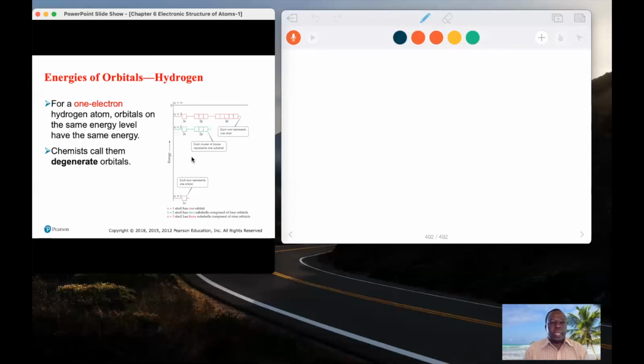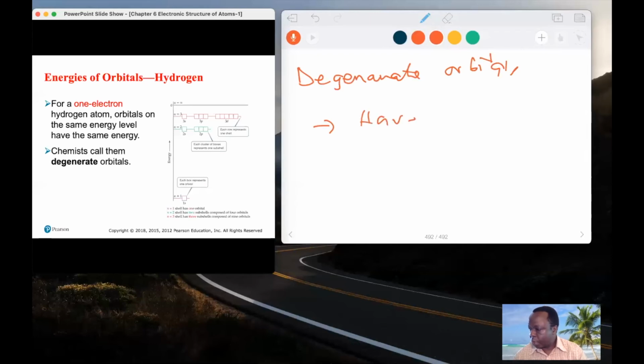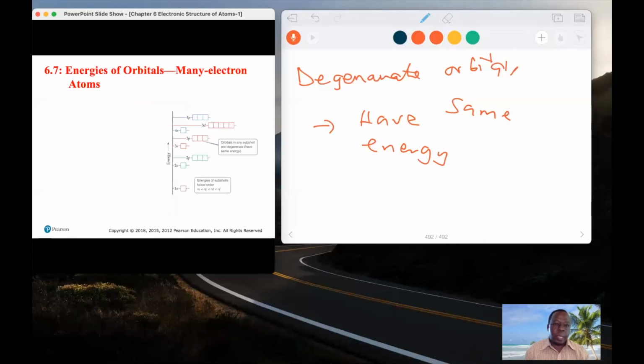We call these degenerate orbitals. That means they have the same energy. This term right here, degenerate, means having the same energy. We're going to use this in writing the electron configuration. Now, this pattern here, I don't want you to memorize this diagram. If you want, that's fine. If you can reproduce this, it will help you.